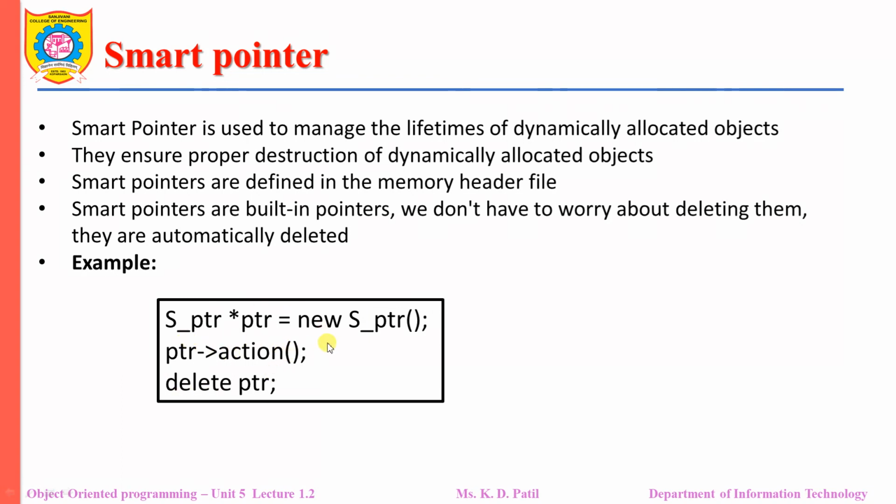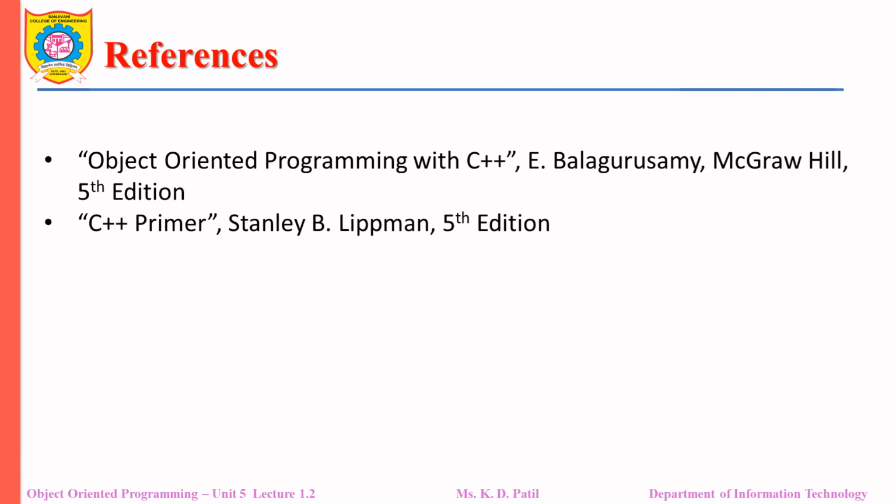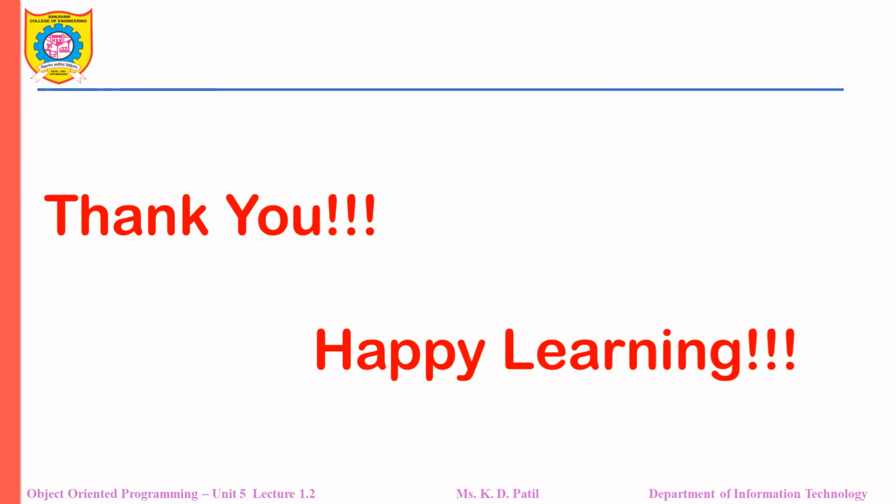So here is a simple example of smart pointers. Here we have sptr, which is our smart pointer, and if we write new, then the smart pointer will be created, which will point to some object, and it will delete that respective pointer when the program is over. So this is how we can deallocate dynamic memory, and we can understand the allocation and deallocation of memory and destructors.